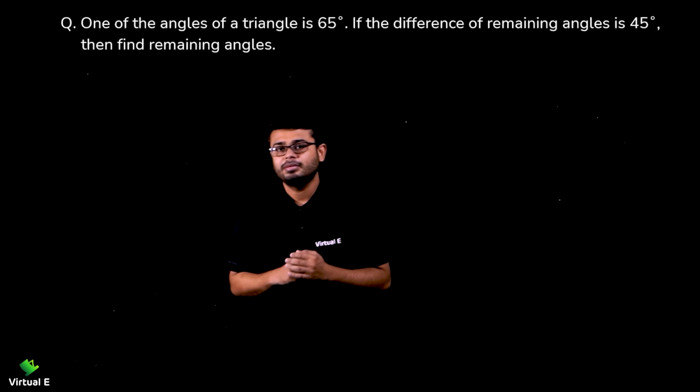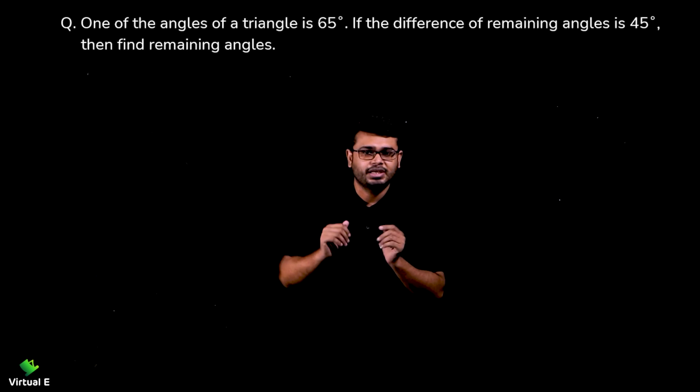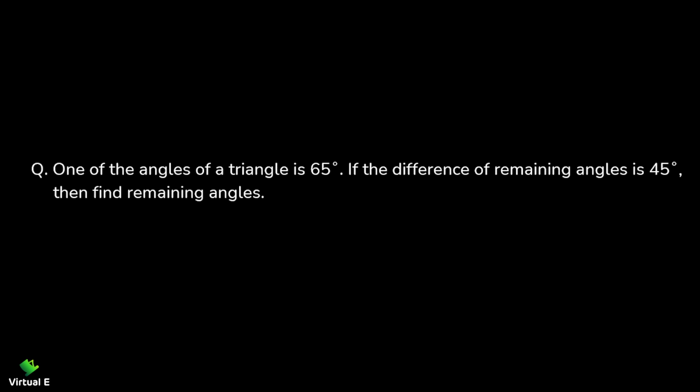Let's do one more problem related to the relation between the angles. Let's start with the question. One angle of a triangle is 65 degree. So a triangle has three angles, out of that one is given, 65. If the difference of the remaining angles is 45 degree. So the two angles are there and the difference between them is given, that is 45 degree. Then find the remaining angles.